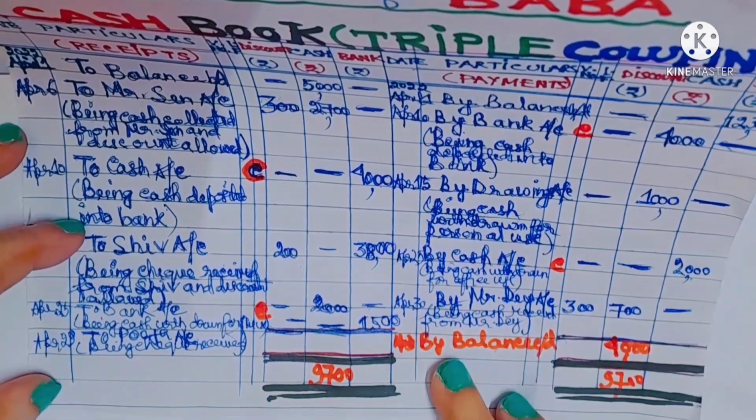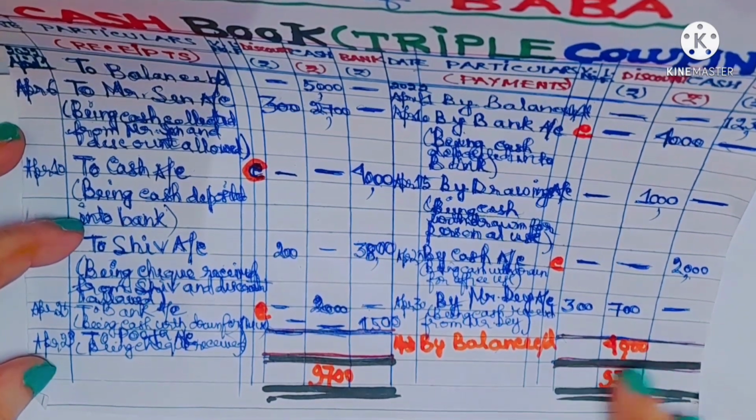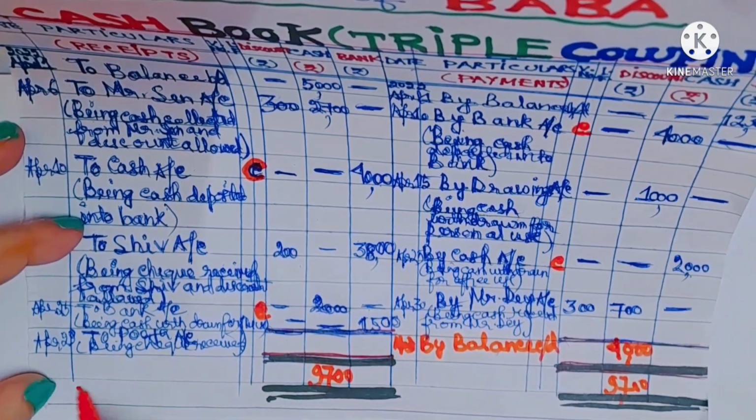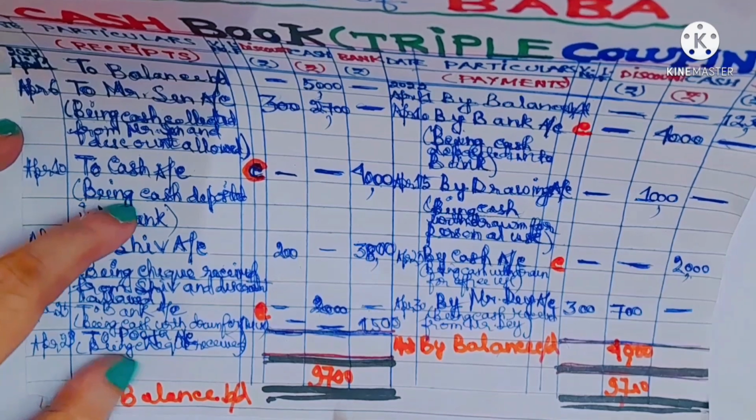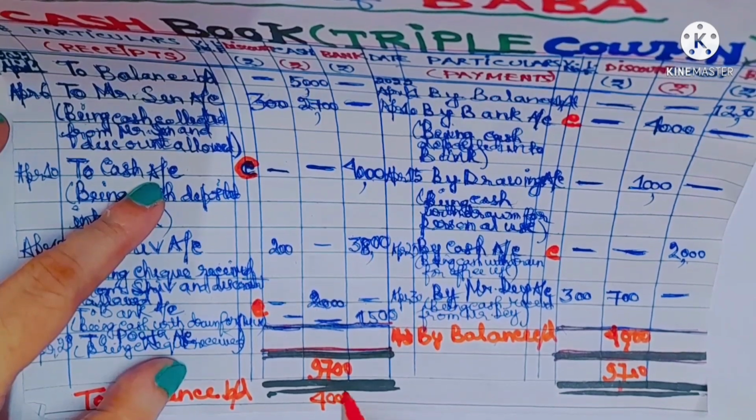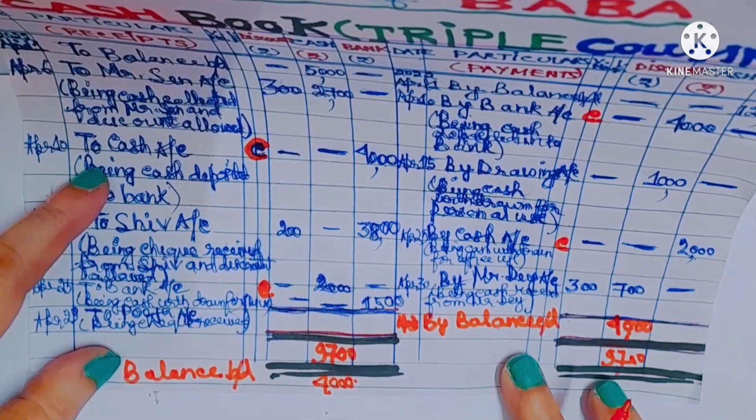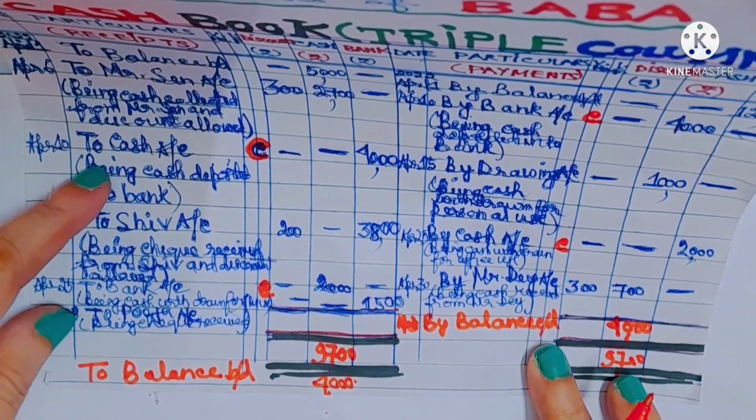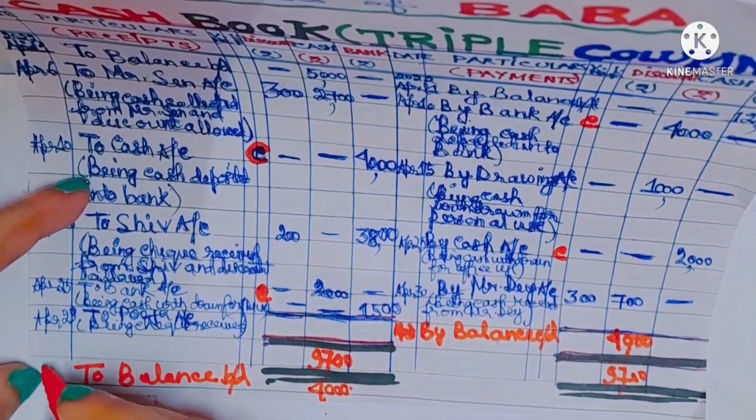This 4,000 is the closing cash in hand for the month of April. Now in the next month, that is the month of May, this 4,000 will be brought down on the opposite side by writing the words To balance BD beneath the cash column, 4,000. Why? Because the business is still continuing, and this by balance CD 4,000, the closing cash for the month of April, will become the opening cash for the next month, 4,000. The date will be 1st May.